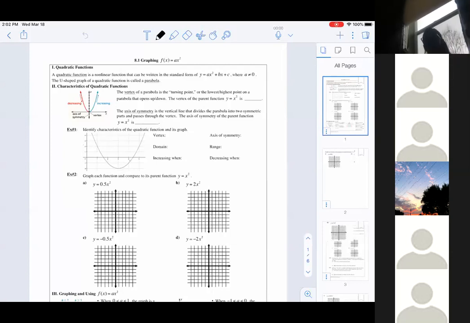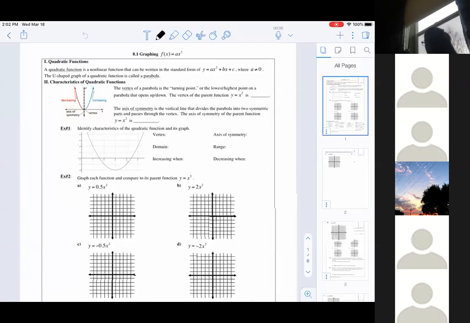Those who are going to write down the notes with me right now, start by writing the title, 8.1, which is graphing f of x is equal to ax squared. Looks like this entire chapter is about graphing quadratic functions, but in different formats. We're going to start with the very basic one, which is f of x is equal to ax squared. Okay, so let me make this a little bit bigger.